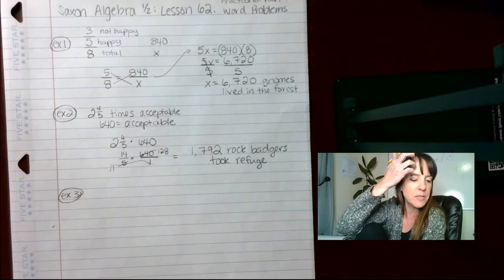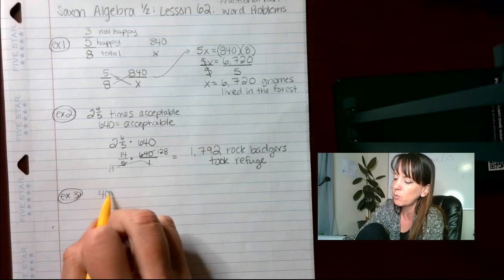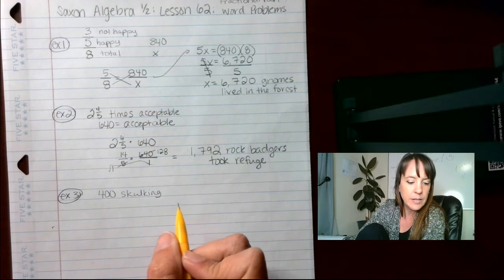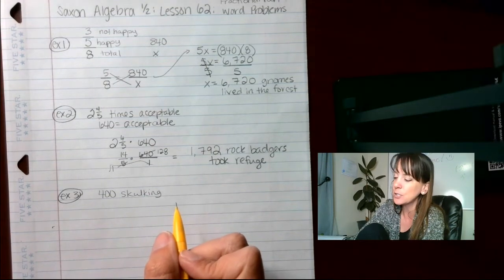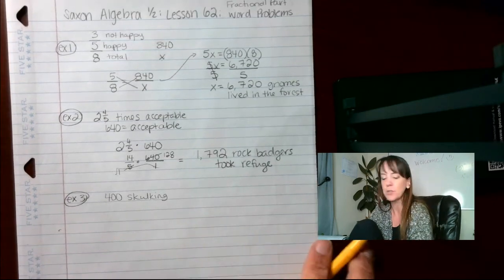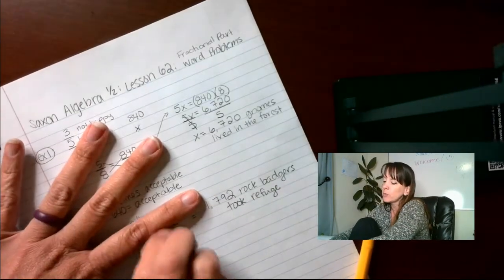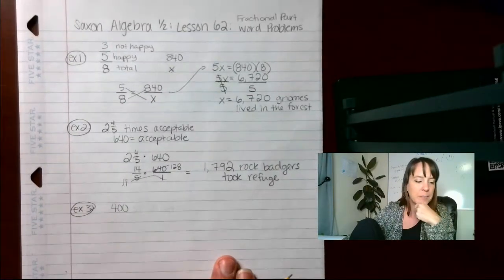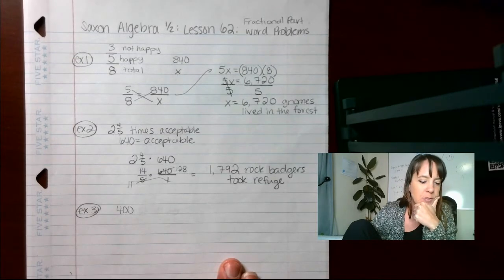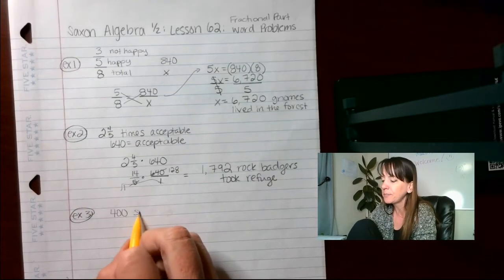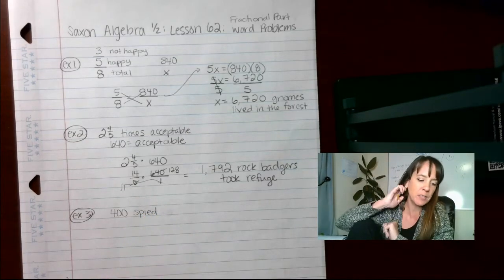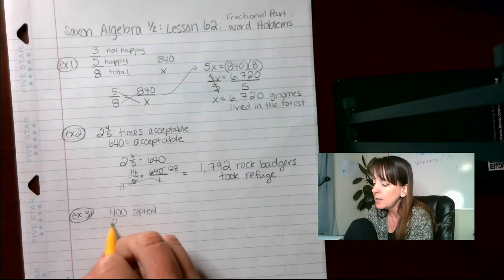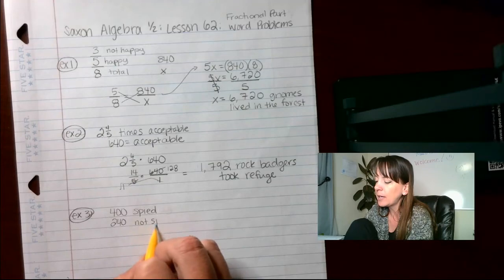For this guy, when the fog lifted, 400 ghosts were spied skulking near the outskirts. If 240 ghosts were not spied, what fraction of the ghosts was not spied? Actually, this is why you should read your question before you start writing things down. So basically we have spied and not spied, right? So there were 400 ghosts spied. So I'll read it through again. When the fog lifted, 400 ghosts were spied skulking near the outskirts. If 240 ghosts were not spied, 240 ghosts not spied.